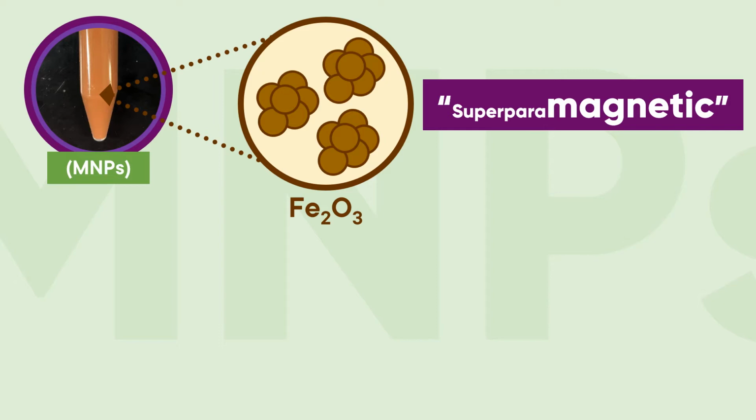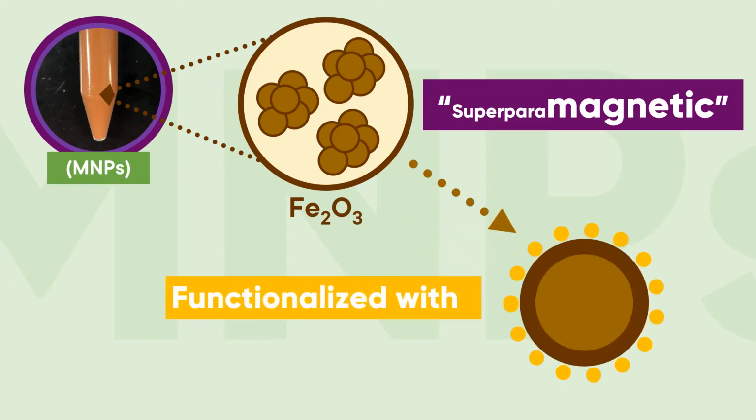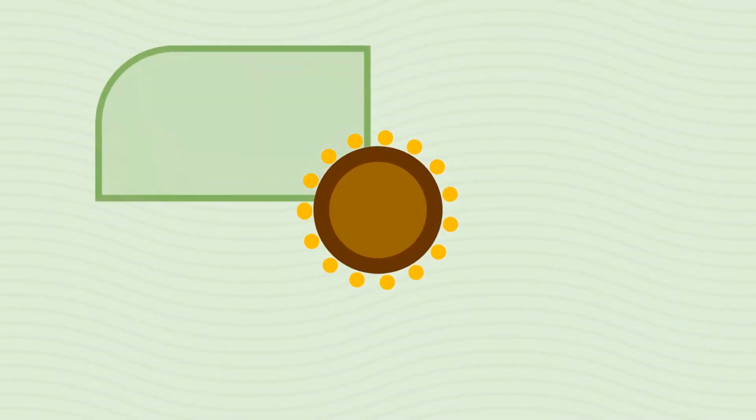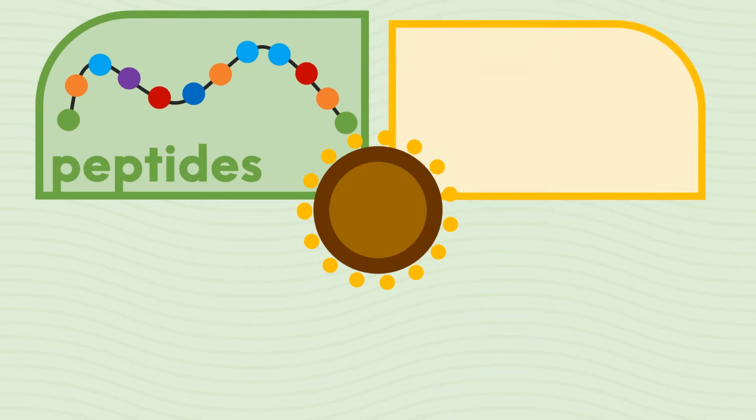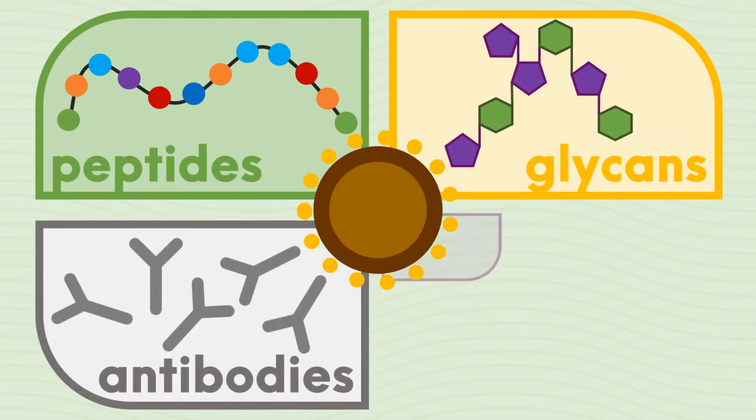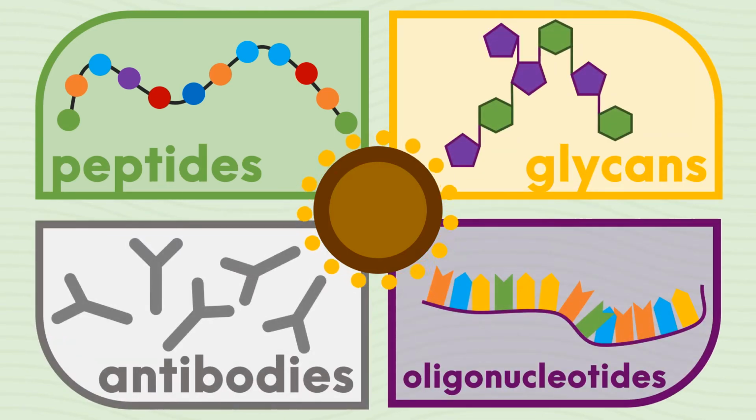The MNPs can become a powerful and useful biosensor for different kinds of targets. To confer specificity during interaction with these desired targets, the surface of the MNPs may be functionalized with different biomolecules. This may include peptides, glycans, antibodies, or even oligonucleotides. In the case of the MNPs for this study, glycans are being used as the surface modification.